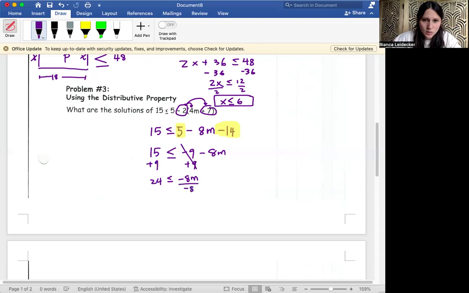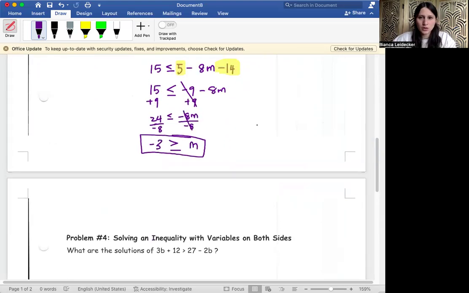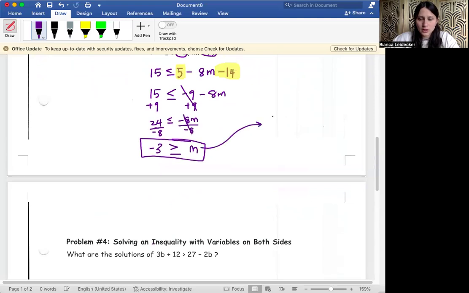We see a situation where I'm dividing by a negative. So what do we do? Flip the inequality. -8 cancels. I'm left with m. 24 divided by -8 is -3. The answer is -3 is greater than m. If I wanted to flip this around, I could write it as m is less than or equal to -3. If I were to graph this, it would be a closed bubble, and I'd shade to the left.